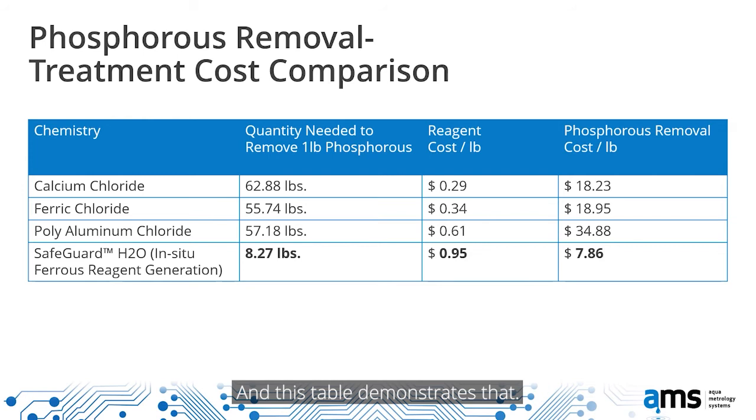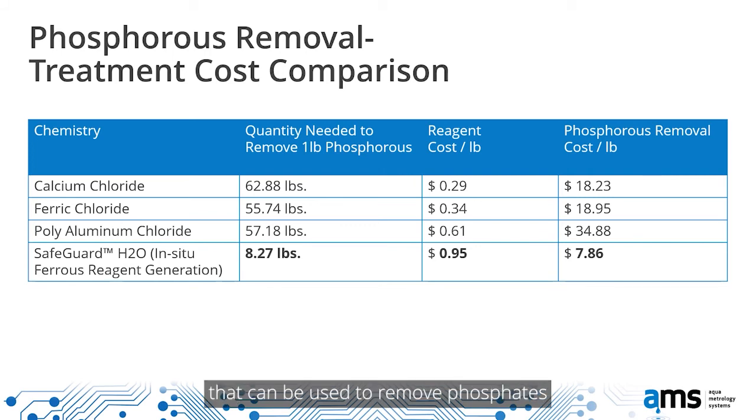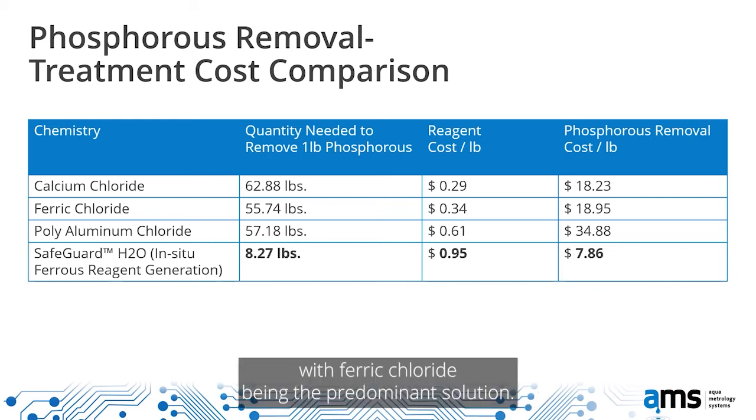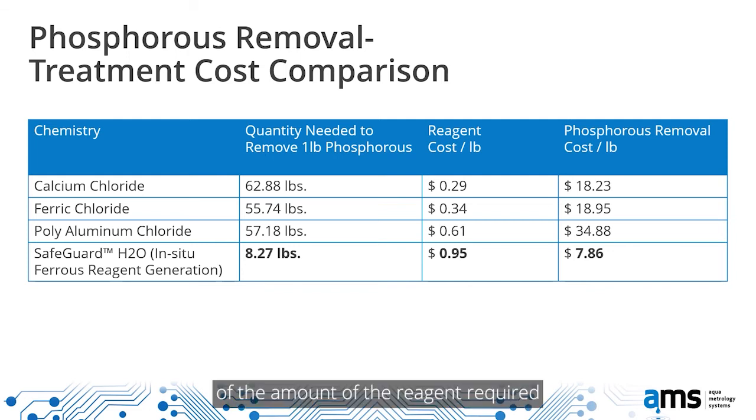And this table demonstrates that. On the left-hand side, you have the range of chemistries that can be used to remove phosphates, with ferric chloride being the predominant solution. The second column is based on stoichiometric analysis of the amount of the reagent required in order to remove 1 pound of phosphorus.